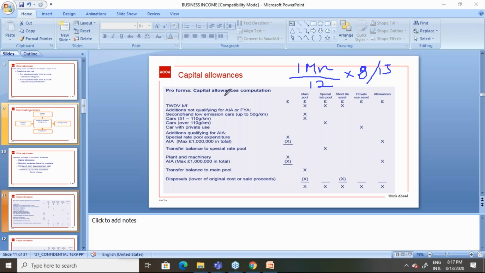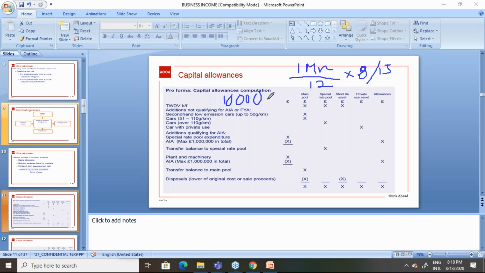So if you have spent £10,000, say, to buy energy saving plant and machinery, or even a new low emission car. A low emission car is a car where the carbon dioxide emission is 50 grams per kilometer or less. If it is a new low emission car, not a second hand one, not a used one, if it is a new one, you can claim 100% of the cost as first year allowance.